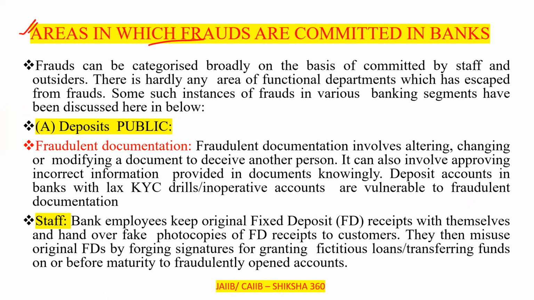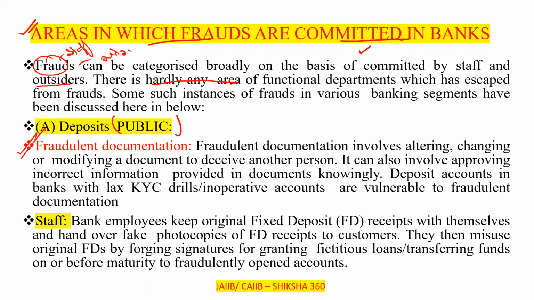So, areas in which frauds are committed in banks. Clear. Now we have to discuss where frauds are committed in banks. First one, frauds can be categorized broadly on the basis of being committed by staff and outsiders. Clear. Frauds are committed either by the staff or by the outsiders. So there is hardly any area of functional departments which has escaped from frauds. So now let's discuss one by one. First one, in the case of deposits. Now, where the public will commit fraud here.